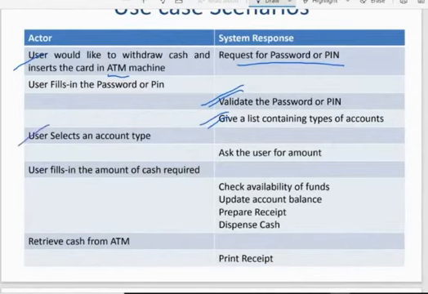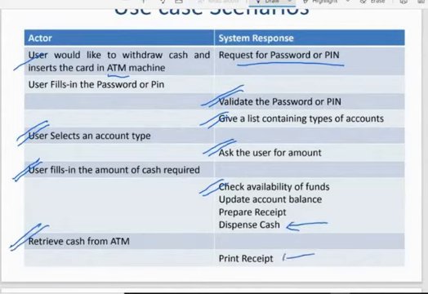Then the user selects an account type, whether it is savings or current, and the system asks for the amount which the user wants to withdraw, and the user fills in the amount. The system checks the availability of the funds, updates the account balance, prepares the receipt, and then dispenses the cash. The user receives the cash, then the system prints the receipt.